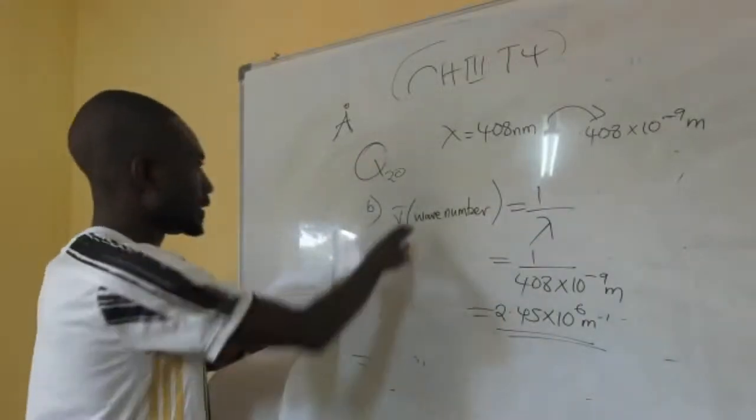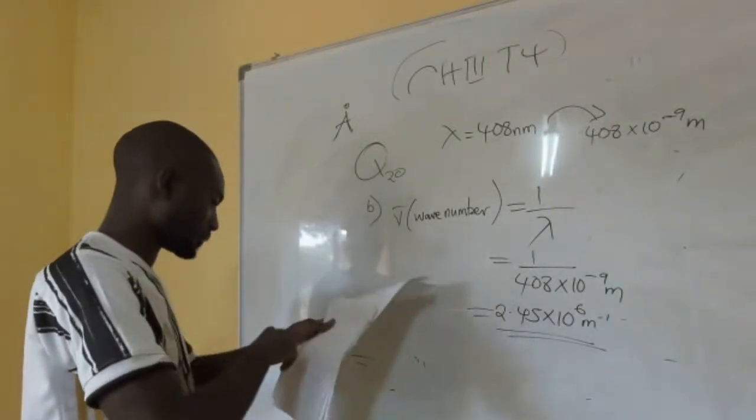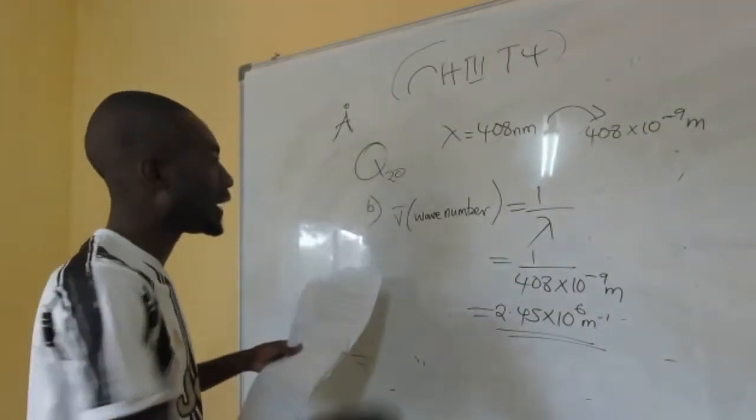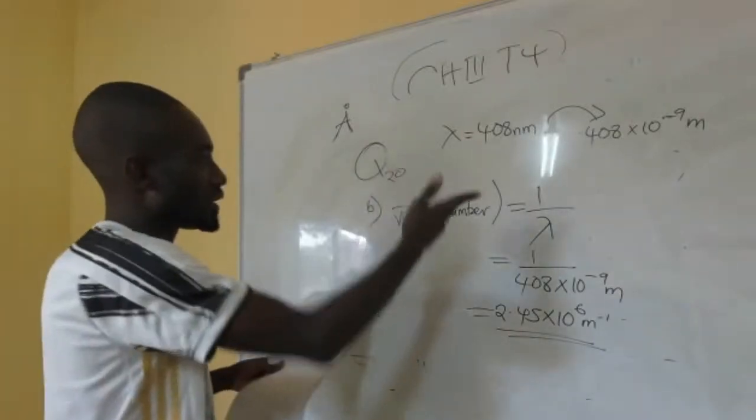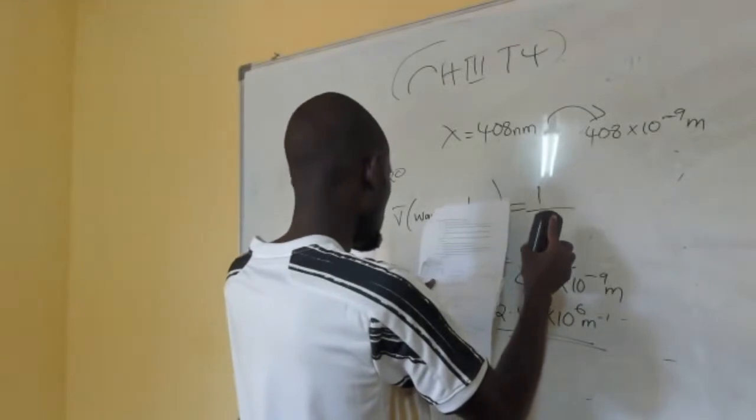So this is B, where we have been asked to find the wave number. So that is the expression that has to be done. So let's look at C now.